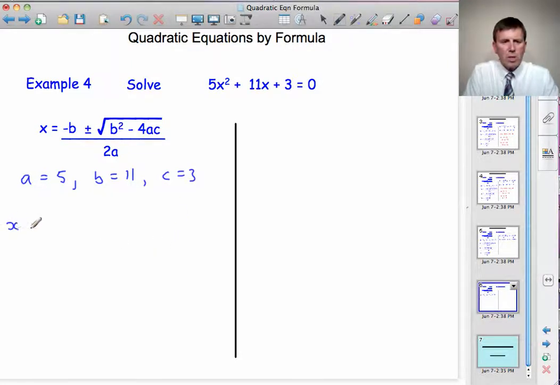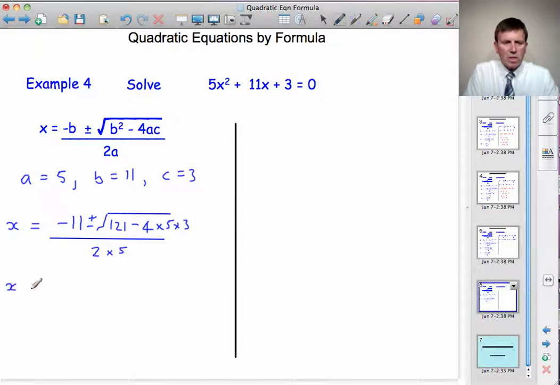Substitute in the formula and we get x is equal to minus b will be minus 11 plus or minus the square root of 11 squared, which is 121. Always use a calculator there. Minus 4ac is minus 4 times 5 times 3. All divided by 2a is 2 times 5.